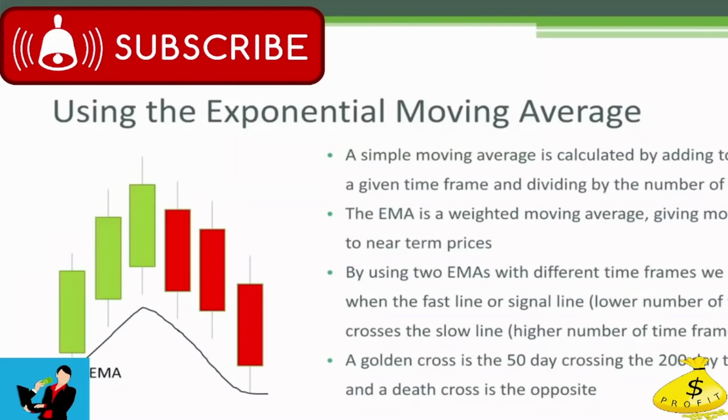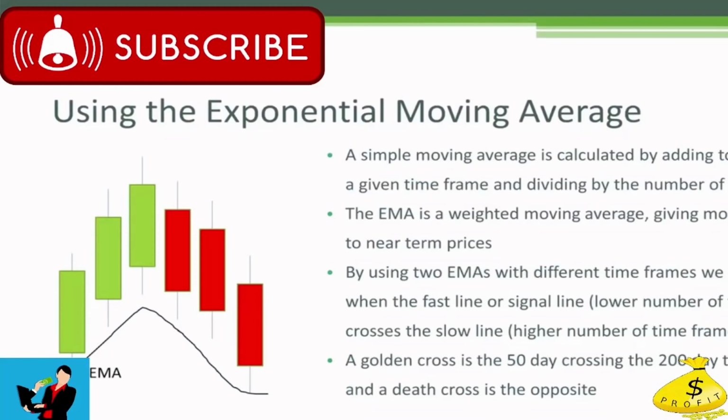A simple moving average is calculated by adding together prices in a given time frame and dividing by the number of time frames. So a 20-day simple moving average would take the closing price for the last 20 days, add them all together, and then divide by 20.